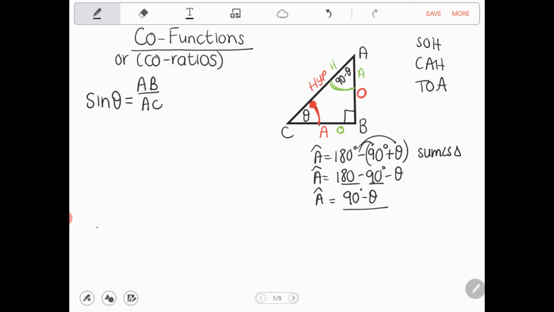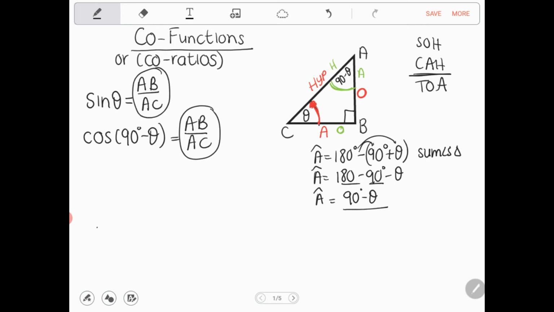Okay, and if we looked at the cos of 90 minus theta, okay, so cos is adjacent over hypotenuse. Now 90 minus theta is a green one. So for the green one, the adjacent is AB, and the hypotenuse is still AC. Okay, can you guys see that these are exactly the same? So that tells me that if these are both AB over AC, then the cos of 90 minus theta has to be equal to the sine of theta. Okay, they're equal to each other.